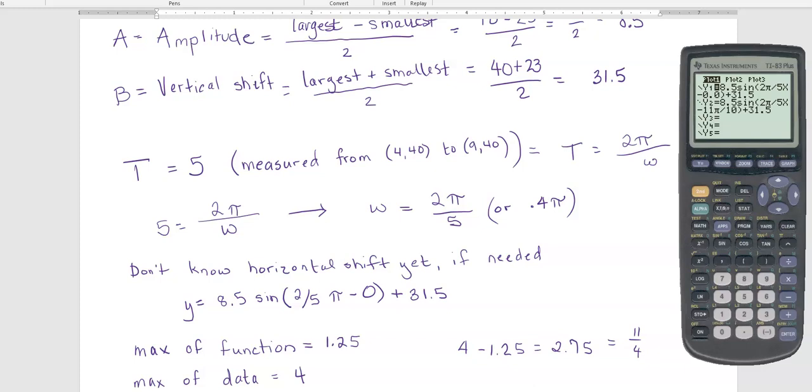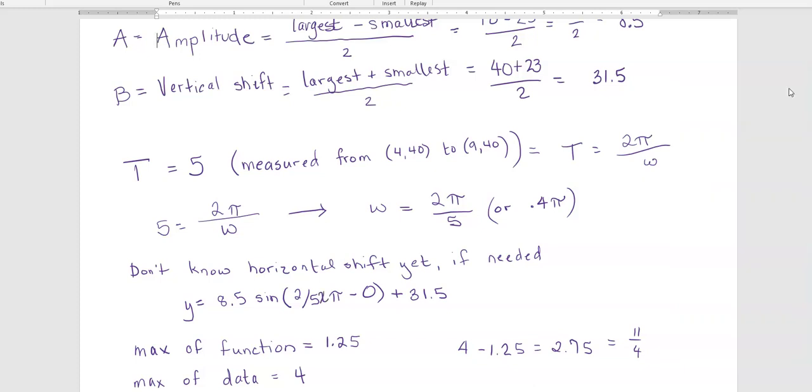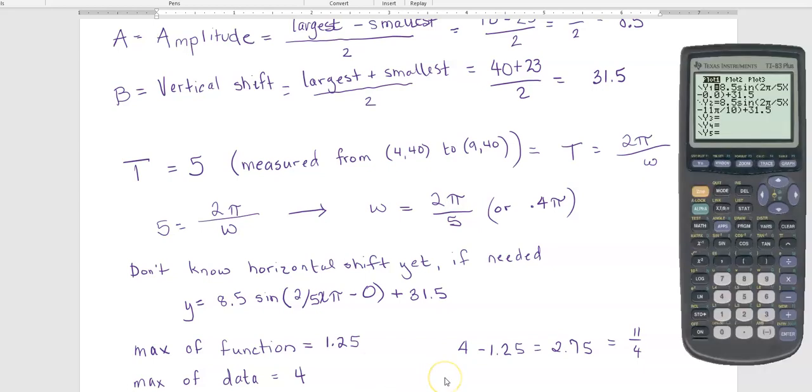So here I've got my 8.5 sine 2 pi over 5 times the x. Oh, that's what I left off. Let me go ahead and add that on here. It's a little awkward to put that in there, but that's what it is. Because multiplication is commutative, we can do 2/5 x times pi. Anyway, so here we go. We've got that x, and then I go minus 0.0, and then I close the parentheses and plus 31.5.